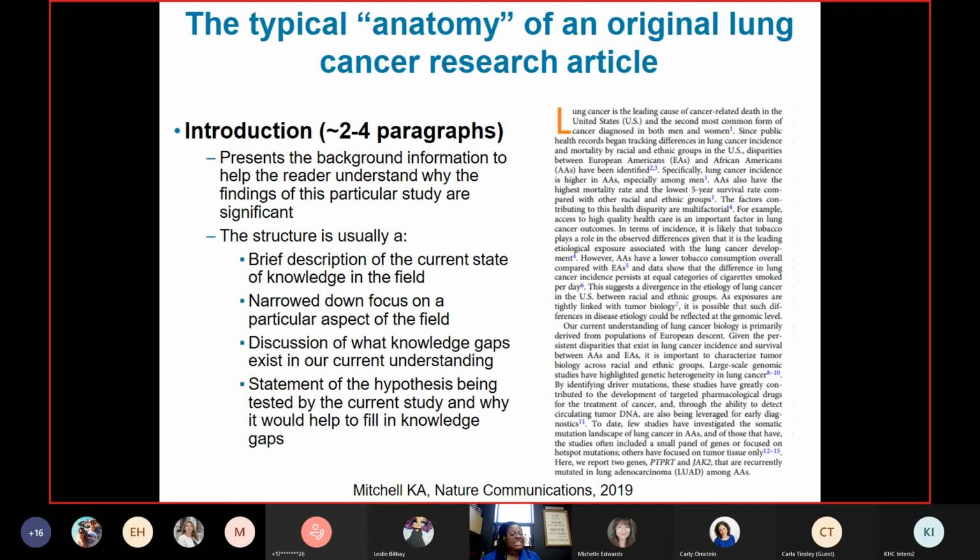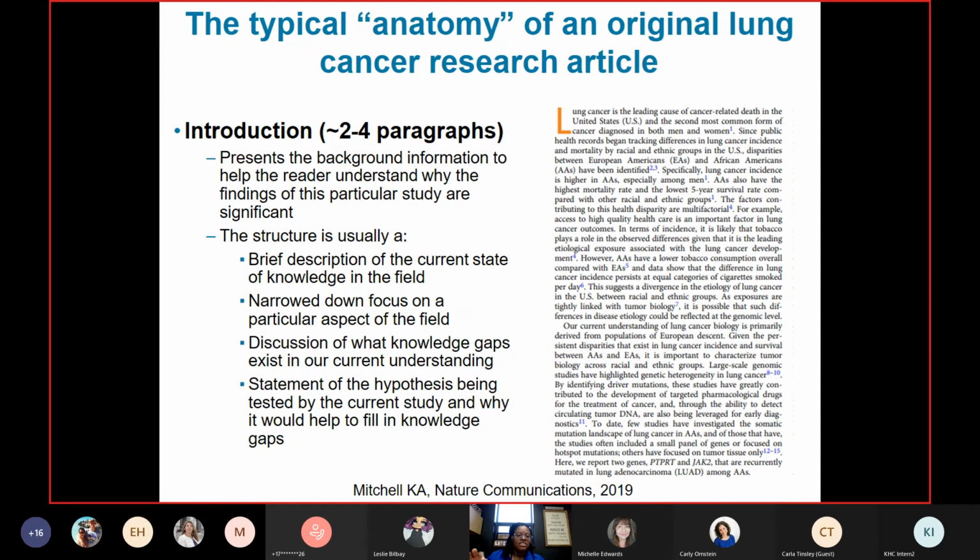So the introduction is typically 2 to 4 paragraphs, right? And it's going to give you all the background information to help you understand why the findings of this particular study are significant. So basically, what's the information you need to know to help you understand that particular paper and put it into context? All right. And so they have a typical structure.